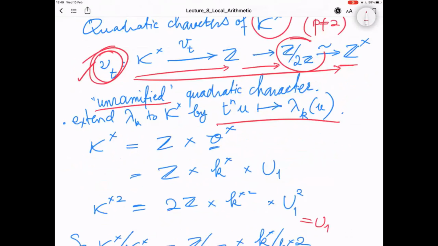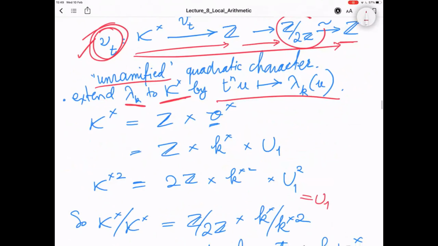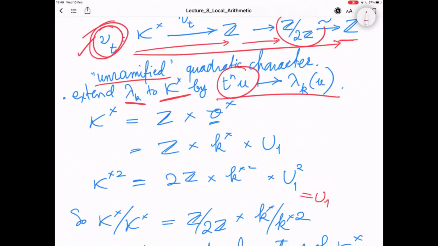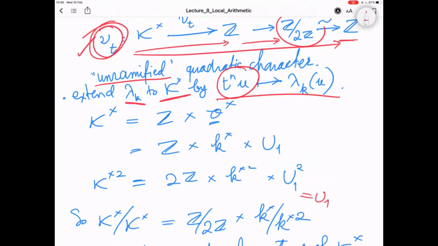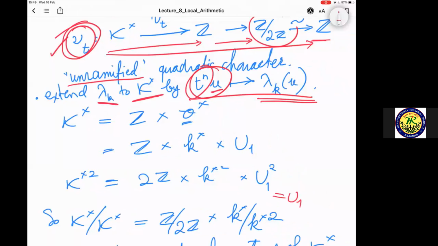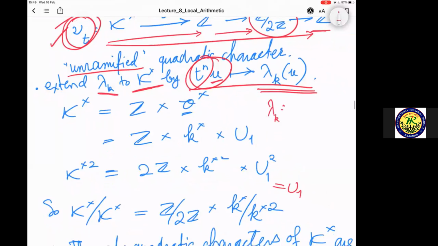This lambda k was defined only on O star. Now I'm going to define it on K star by taking t to the n times u to just lambda k of u. So you remove whatever power of t is there. You just consider the unit part and apply lambda k to that. And that's the lambda k on K star. So lambda k is also a map from K star to Z star.